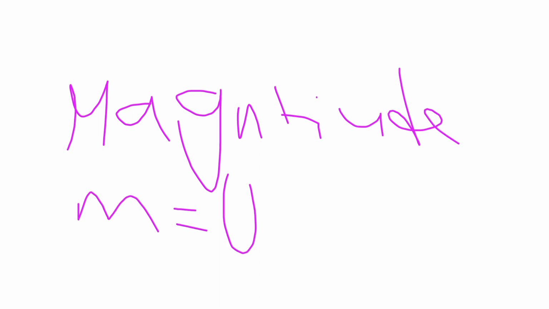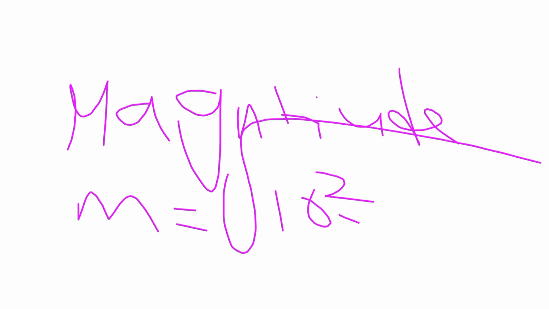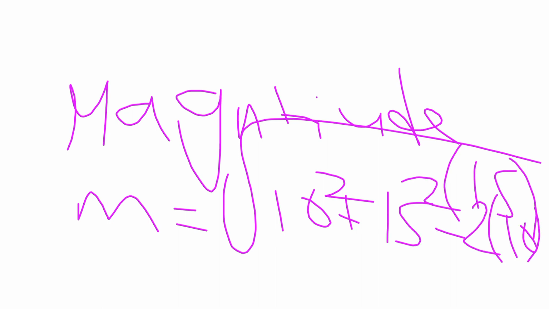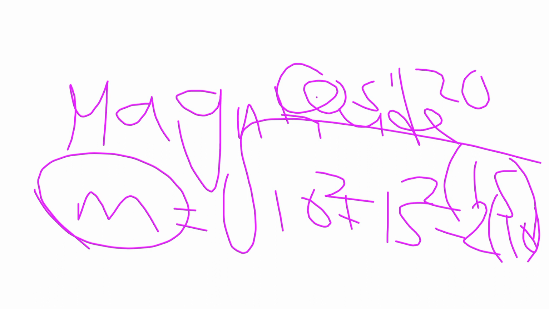Let's be quicker. The magnitude is m equals the root of 10 squared plus 15 squared minus 2 times 10 times 15 times cosine 120. Then check all of that on your calculator.